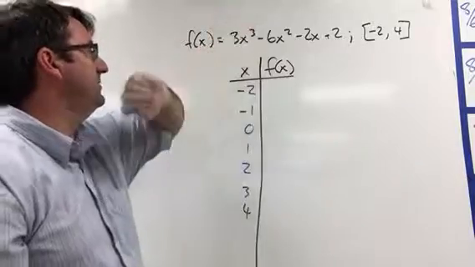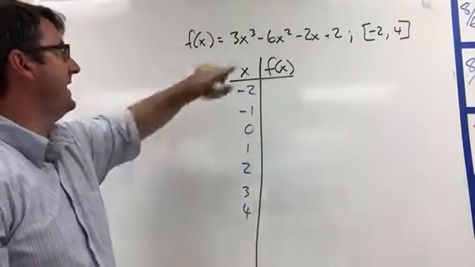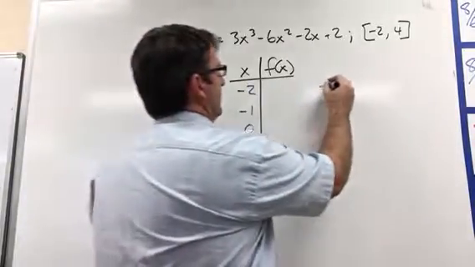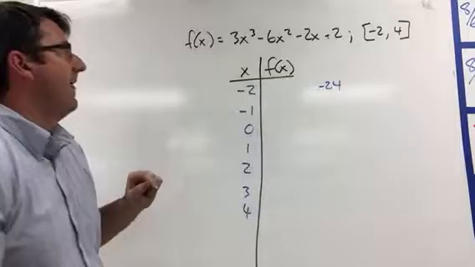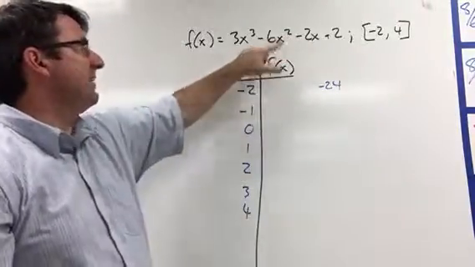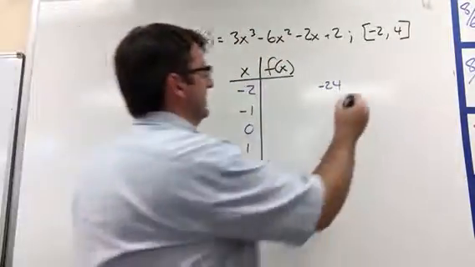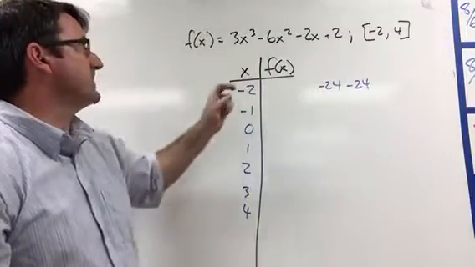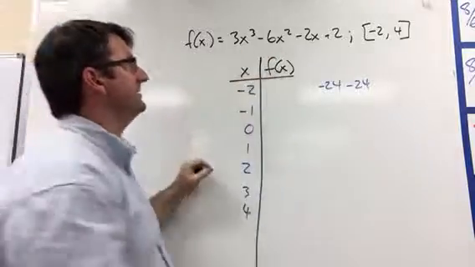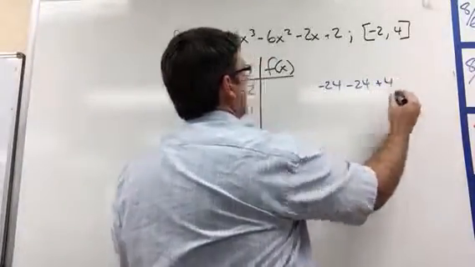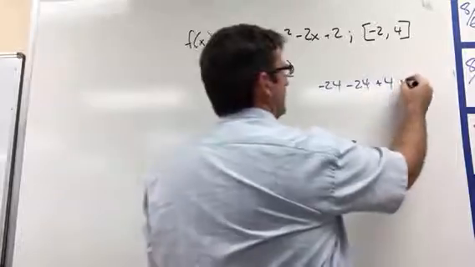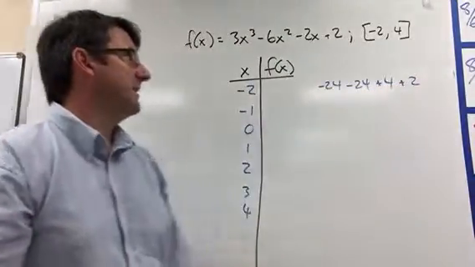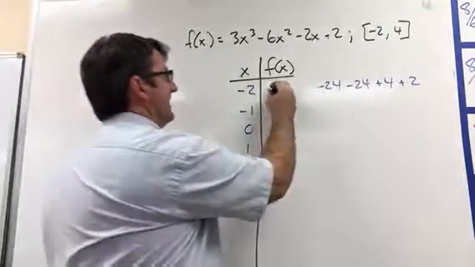So -2 cubed is -8 times 3 is going to be -24. -2 squared is +4 times -6 is -24. -2 times -2 is +4. And then plus 2. So that's -48 plus 6, which is going to give us -42 here.